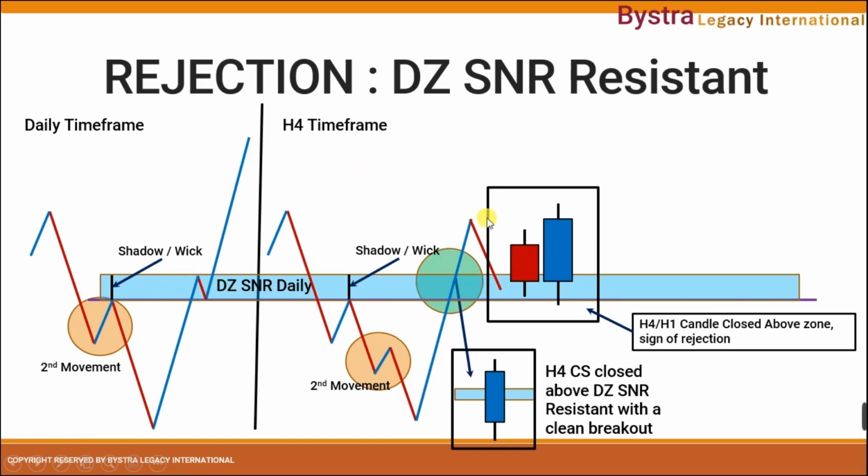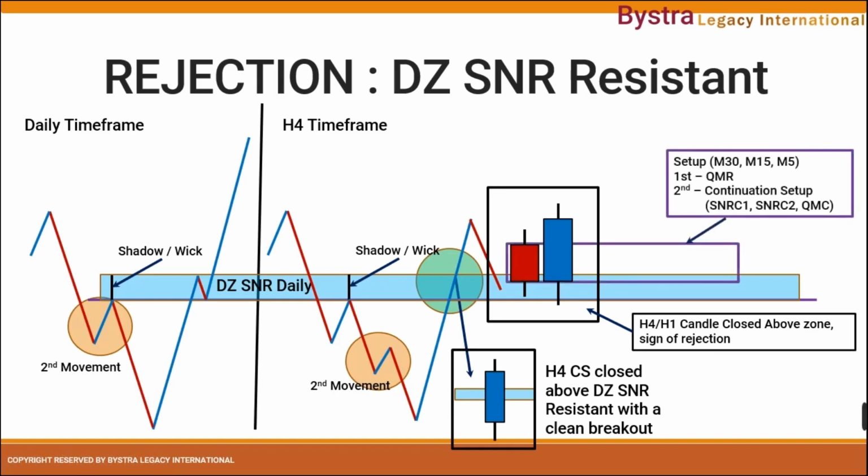Now when price comes back to this area to test as a new support, what is the time frame confirmation that we need to have a look? That is the H4 and the H1 time frame, and it needs to close above the zone for the confirmation of rejection. So we go to the smaller time frame to look for setup. If this is the H4 time frame, then we will look for the setup from the H1 time frame and below. If this is the H1 confirmation of rejection outside of the zone, then we look for the setup at the M30 time frame and below. So price will then come back to this area and continue on the uptrend.